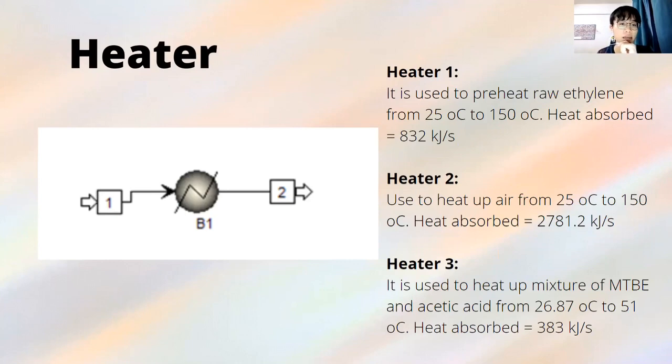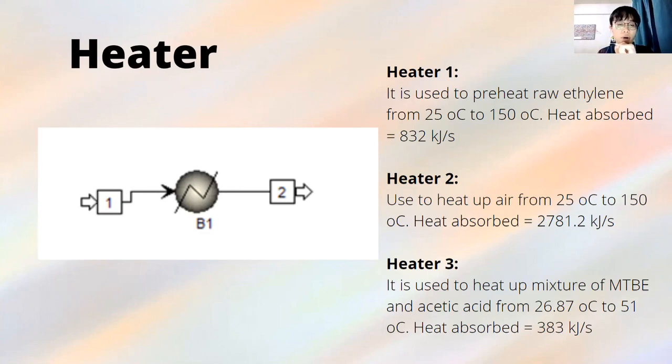Now let's look at heater 1. Heater 1 is used to preheat the raw ethylene from 25 degrees Celsius to 150 degrees Celsius. The heat required to heat the raw ethylene is 832 kilojoule per second from the hot steam, while heater 2 is used to heat up the air from 25 degrees Celsius to 150 degrees Celsius.